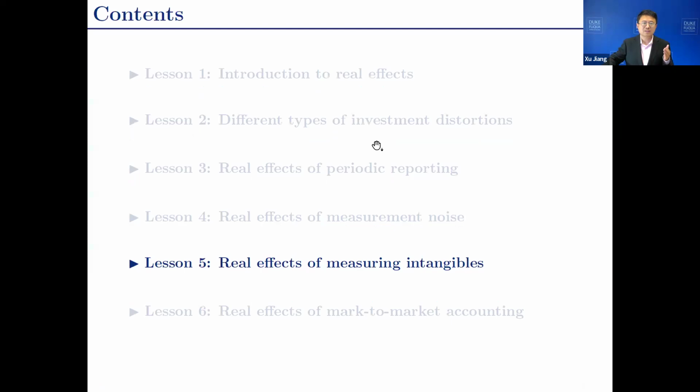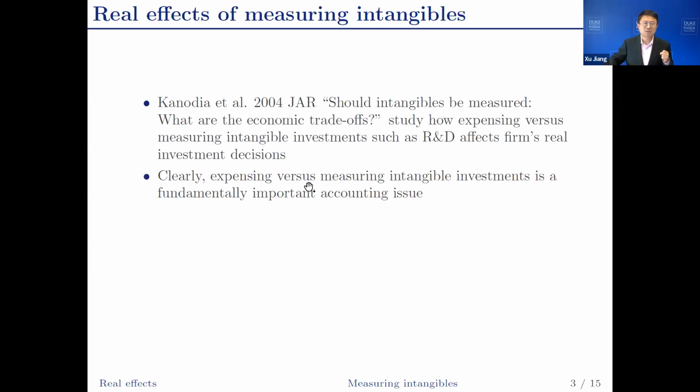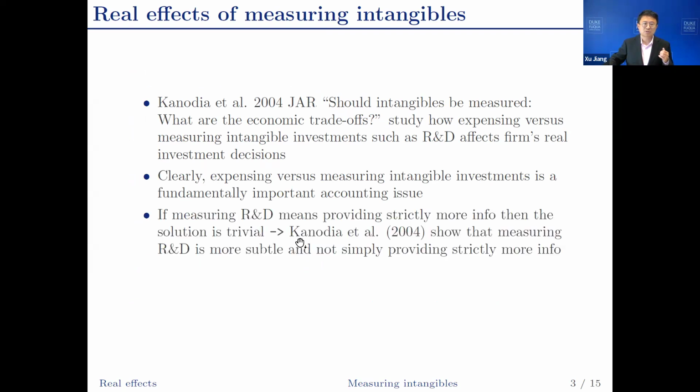In Module 5, I discussed real effects of accounting disclosures. Module 5 has 6 lessons. Today, we focus on Lesson 5, real effects of measuring intangibles. The discussion is based on Canodi et al. 2004 JAR paper. The paper studies how expensing versus measuring intangible investments has real effects in affecting firms' intangible and tangible investment decisions. Clearly, this is a fundamentally important accounting issue.